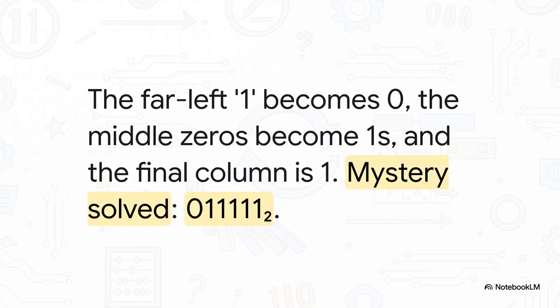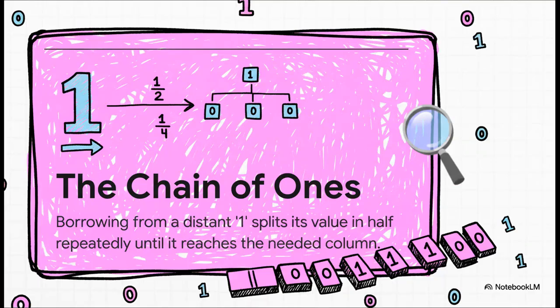And there you have it. The 1 on the far left became a 0, all those zeros in the middle flip to become 1s, and our final column is 1. The mystery is solved: 011111. It's just a chain reaction, all started by one single borrow. And this chain of ones, it isn't just a neat trick, it's the why behind the whole thing. It's this beautiful picture of how place value actually works in base 2.